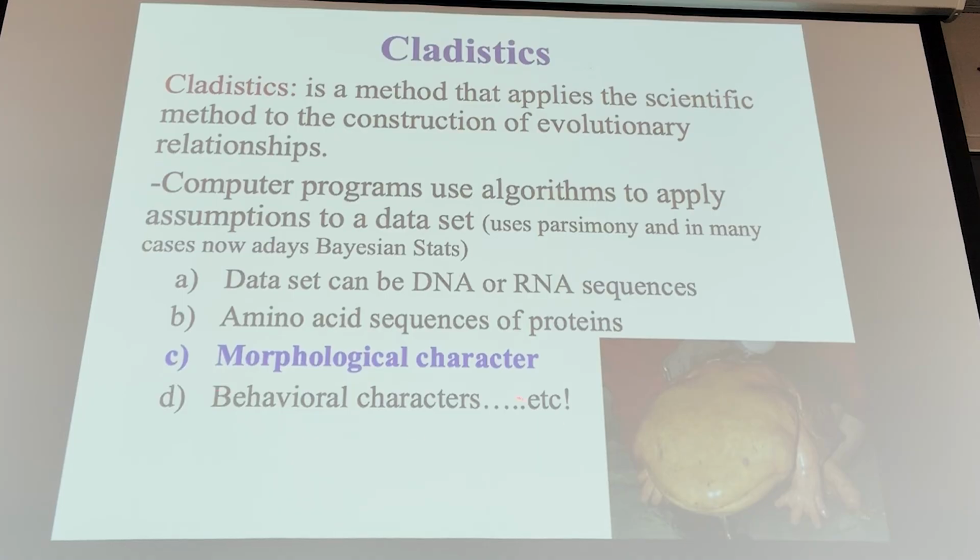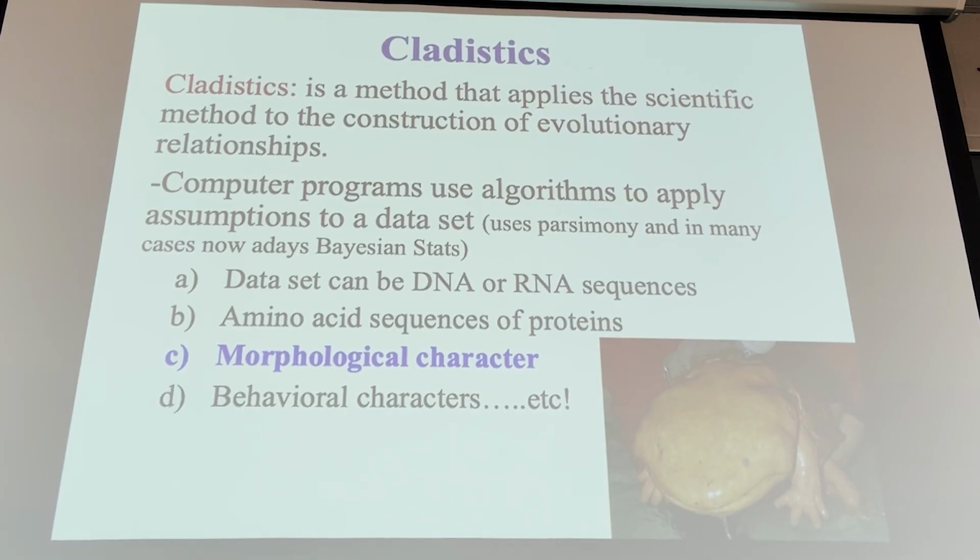You could use behavioral characteristics. I've seen some trees built on how organisms behave. Well, that's pretty unique, but it's been done. And so if you can get a big data set, then you can start using statistics to help you understand the relationships between them. And computer programs or software will then build trees for you.